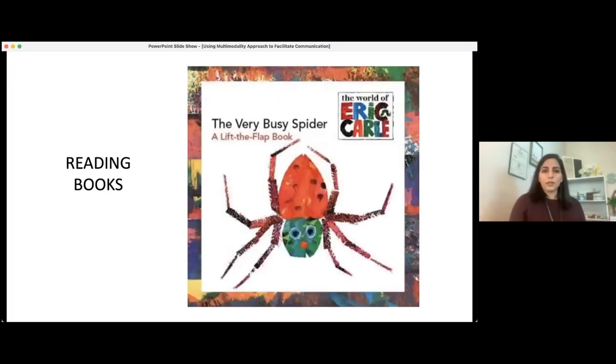So this is a book. I'm just going to go over some examples of activities that you guys can do. This is a very busy spider book, and it's a little flap book. You can get it from anywhere, and I'm sure you must have seen it many times. We can read this book, or the child can look at the book, and that's one way of giving the information to the child.